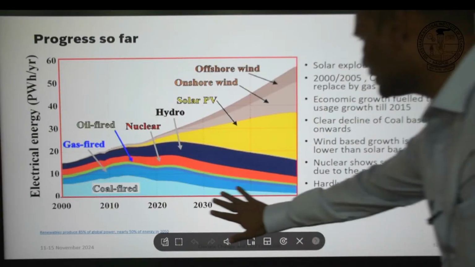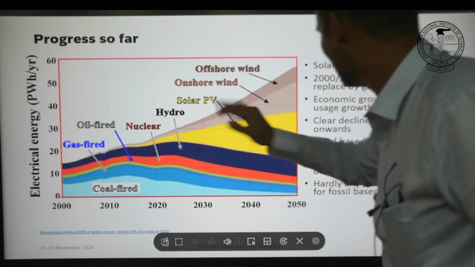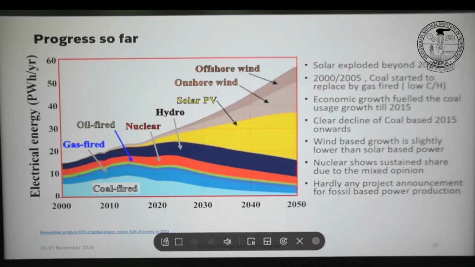So yes, society is making progress beyond 2020. You see solar. I was talking about the nuclear. So there is a mixed opinion for nuclear. After this disaster in Japan, people suddenly started talking about, oh, it's all very clean, but we don't want to do anything with nuclear. So that's the apprehension people have with the nuclear, although it's very clean.